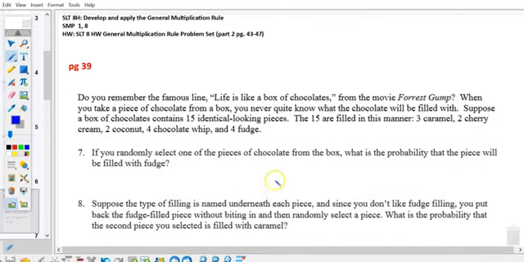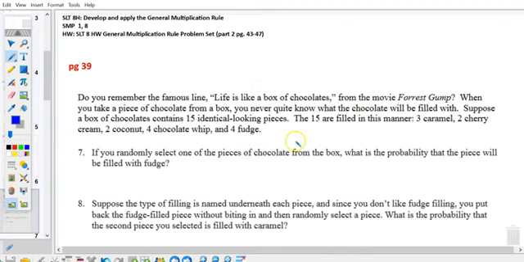All right, so let's now talk about chocolates on page 39. Do you remember the famous line, "Life is like a box of chocolates" from the movie Forrest Gump? When you take a piece of chocolate from a box, you never quite know what's going to be inside it, what the chocolate will be filled with.